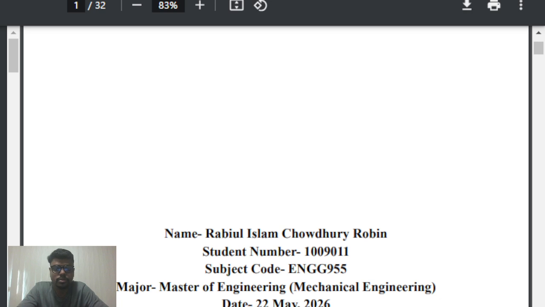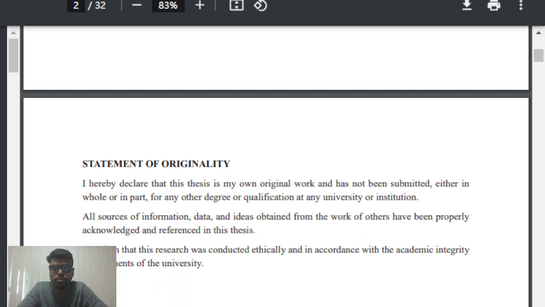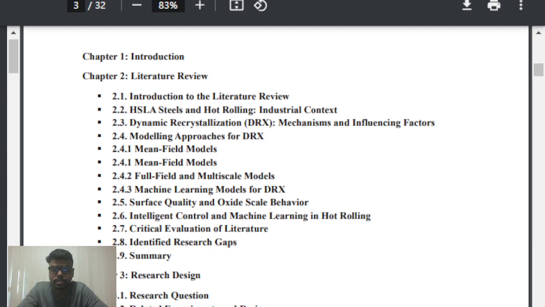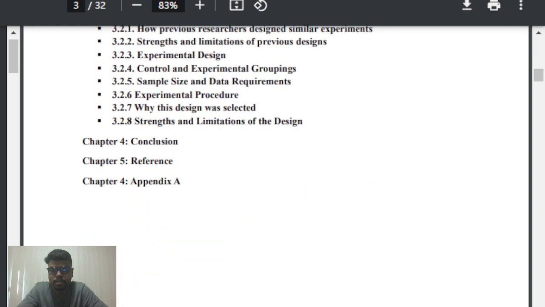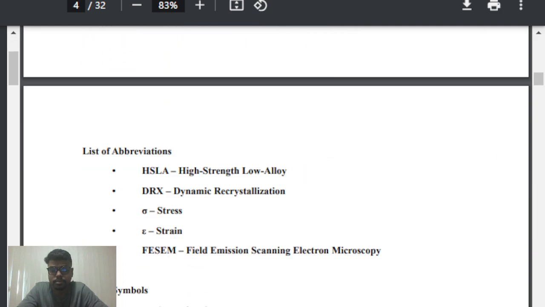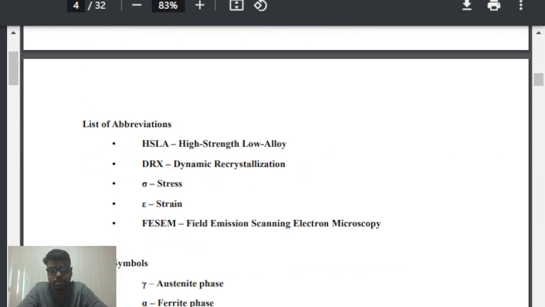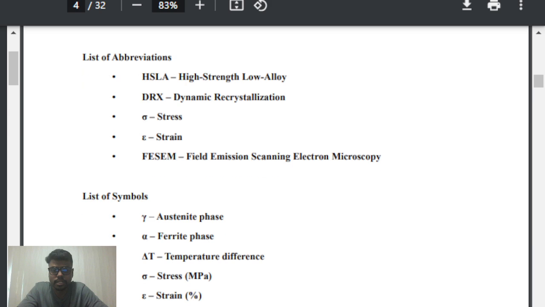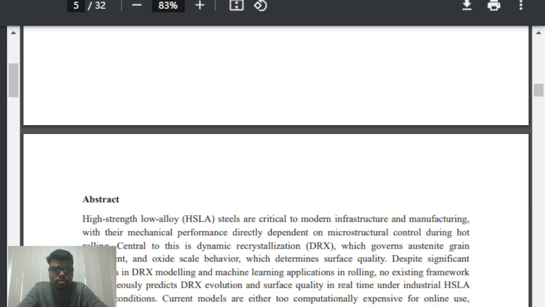To begin with this topic, let me show you the table of contents in the draft, and there is also a list of abbreviations, like HSLA and others. So if you read it, you will understand. So let's get back to the topic.